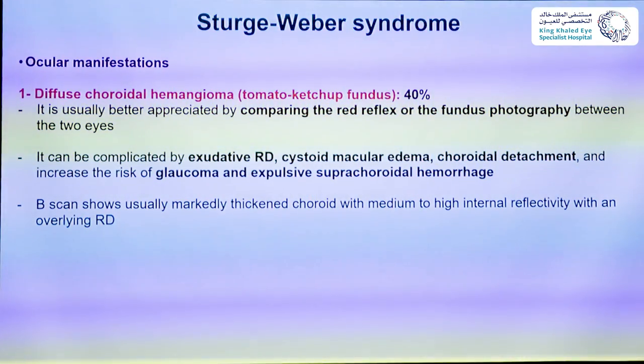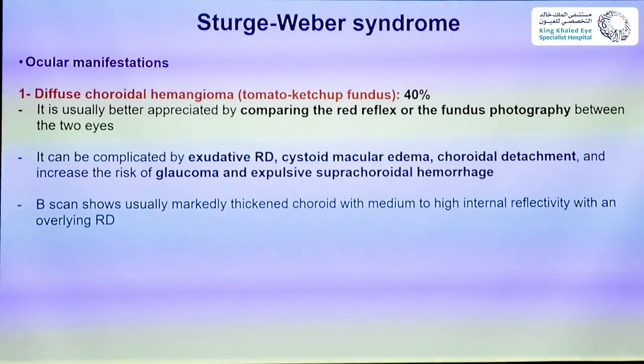In regard to ocular manifestation, you can have choroidal hemangioma, which is diffuse. So choroidal hemangioma, as we know, can be diffuse or localized. Localized, you can see in patients other than Sturge-Weber. It can be incidental, but in Sturge-Weber, it is characterized by being diffuse. And it's present in about 40% of the cases. Because it's diffuse, you will have some difficulty in diagnosing these cases. Why? Because you will not have the contrast difference, compared with localized choroidal hemangioma that can be clearly delineated. It can be complicated by exudative RD, cystoid edema, choroidal detachment, and a special consideration here is that it might increase the risk of glaucoma and subarachnoid hemorrhage, and that's very important.